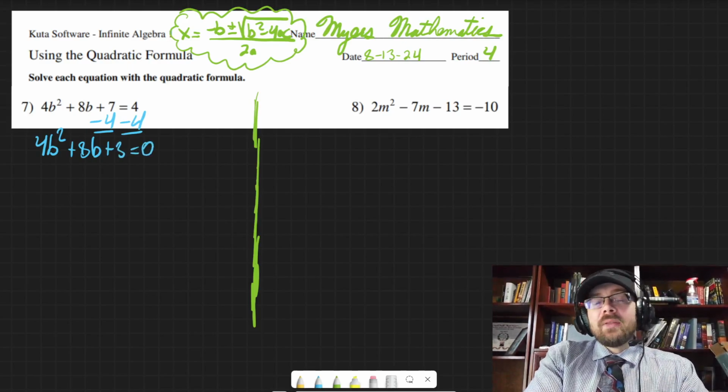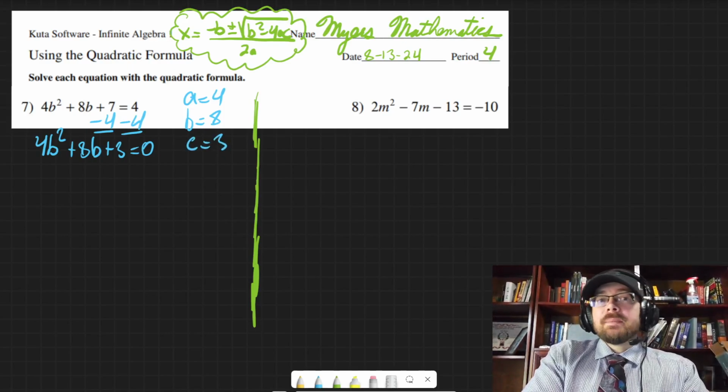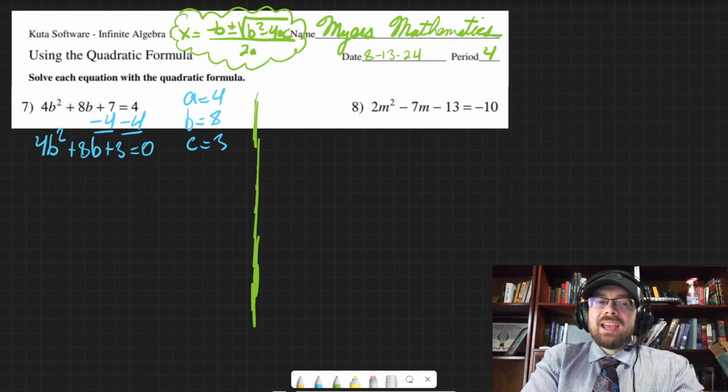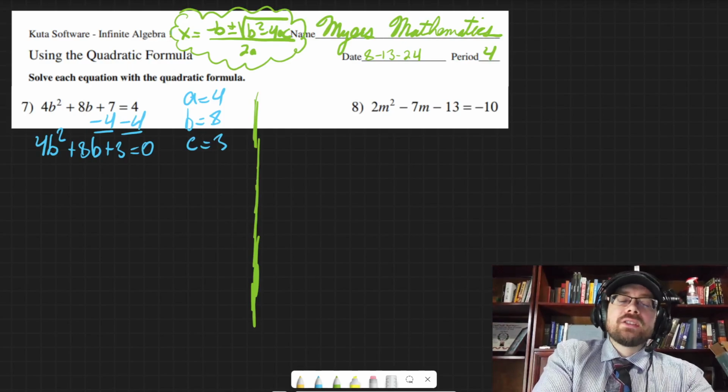So now that it's equal to 0, I can identify A, B, and C. A is 4, B is 8, C is 3. It's important that we do that because if we had tried to set up A, B, and C, we would have thought C was 7. But it cannot be because the quadratic formula assumes that it's set equal to 0. The quadratic formula doesn't work if it's not set equal to 0. It has to be set equal to 0 first. So make sure you do that. Don't be fooled by their trickery.